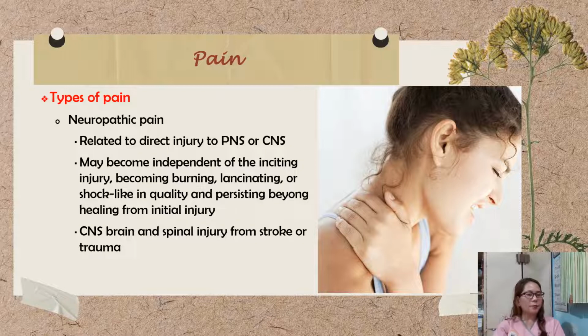So another type of pain is what we call the neuropathic pain, which is related to direct injury of the peripheral nervous system or the central nervous system. This may become independent of the inciting injury, becoming burning, lancinating, or shock-like in quality, and persisting beyond healing from initial injury. The central nervous system, brain and spinal injury from stroke or trauma may experience what we call neuropathic pain.